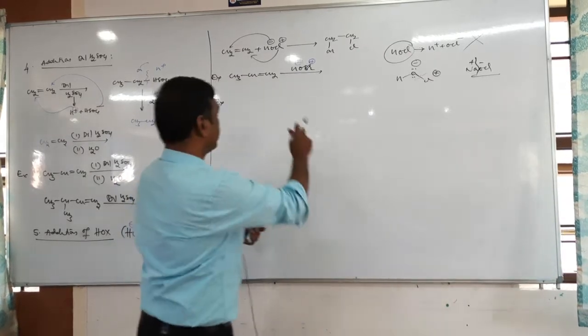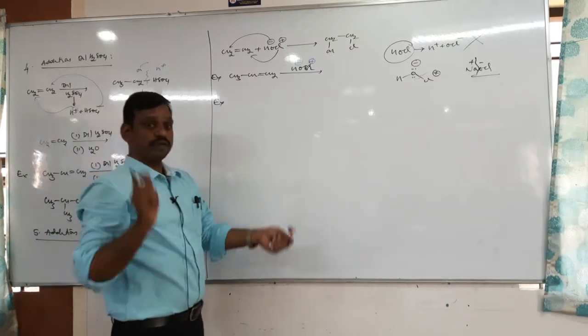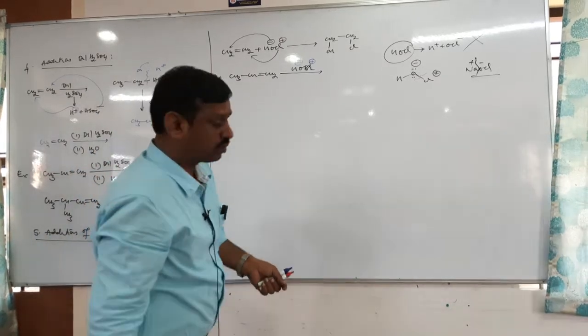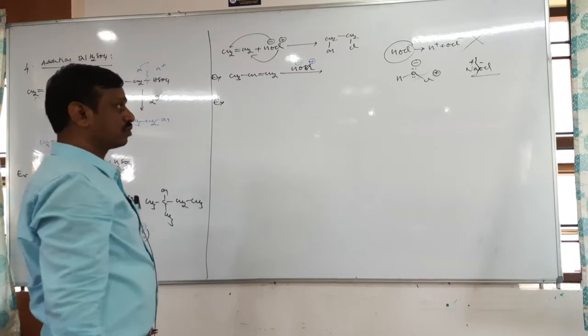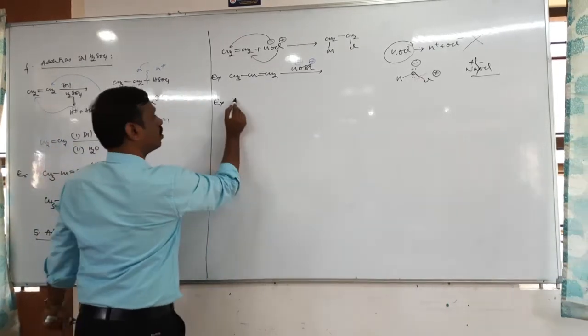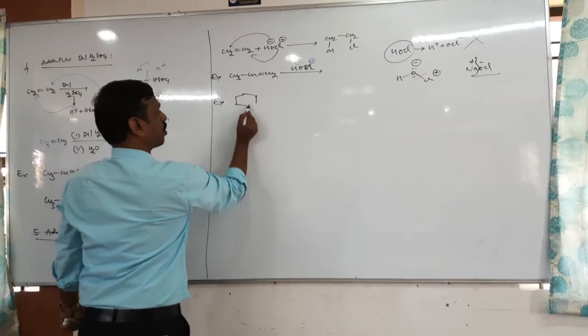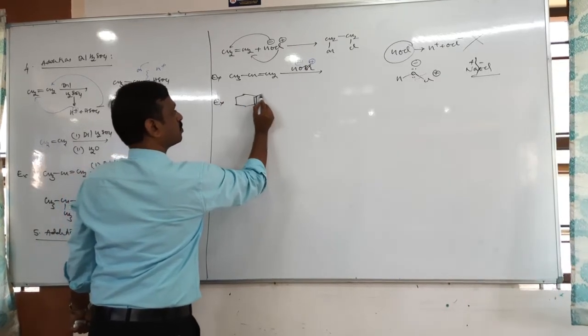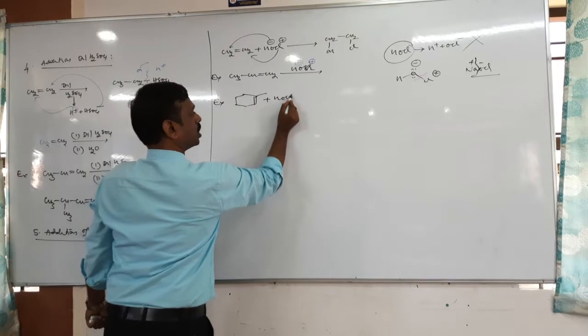Okay, then tell me now, HOBr. According to Markovnikov rule, you can write the product.